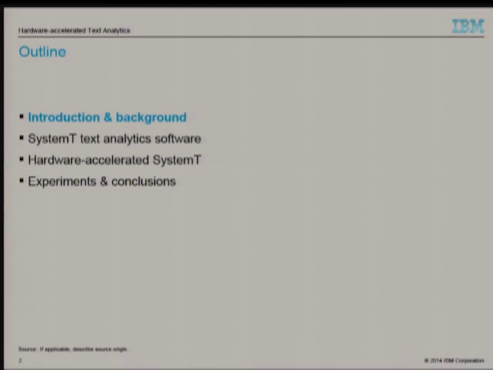So let's see what the next 20 minutes have in store for us. I'll first give you an introduction, what text analysis is and what it is used for, and why we want to accelerate that. Then I'll introduce you to System T, which is the text analysis software that is used at IBM. I'll then introduce the hardware acceleration flow that we have attached to it, and I conclude with some experiments and results that we have produced.